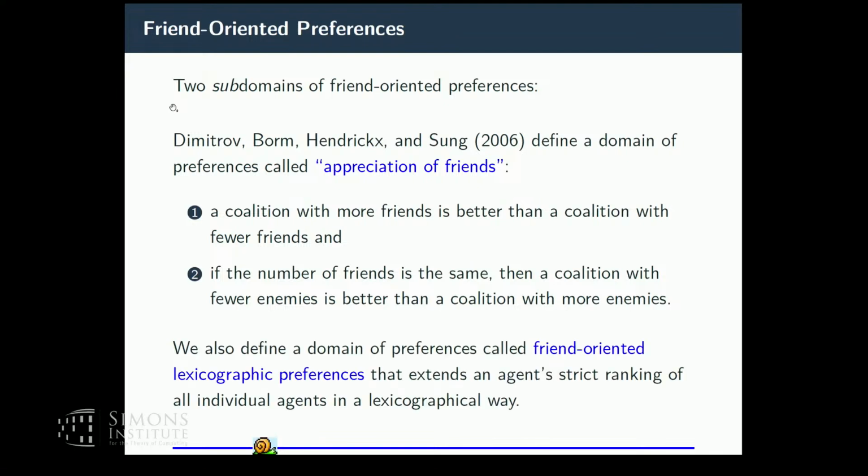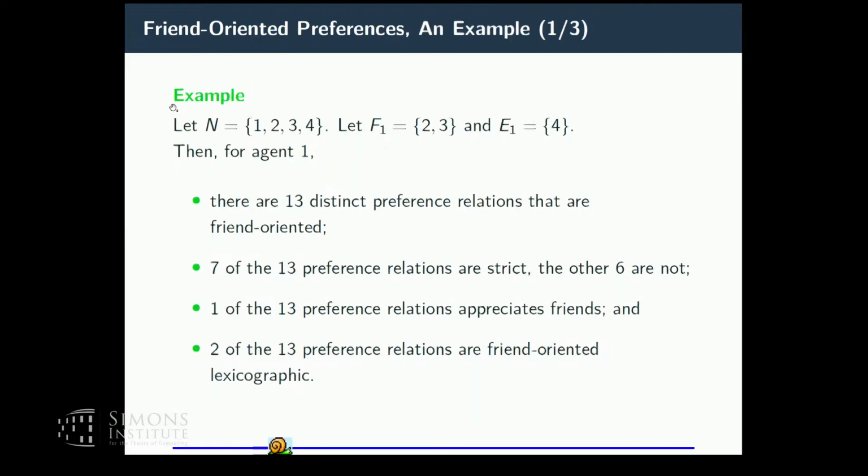Now, we also introduce a so-called lexicographic preference domain where you have a ranking of everybody. So I rank you guys, and I put myself somewhere. So some of you are friends, some of you are enemies. And in any coalition, I just look at my best friend, the best person in that coalition. The set with the best person is the better coalition for me. Now, if the best friend is the same, I go to the second best, and so on. So this is a lexicographic extension of a linear order over coalitions. Now, this is, of course, only having strict preferences. This is a strict preference relation.